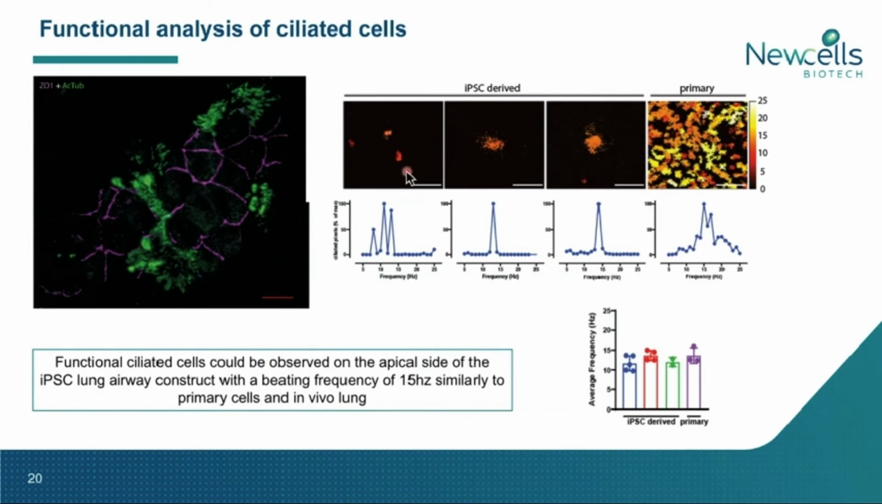Now, one thing is true of the iPS-derived model, that the areas of ciliation in the cells are less than we would expect to see in models derived from primary airway basal cells. But it's very encouraging that the beat frequency of the iPS-derived model is broadly similar to the ones that we would make from primary cells and also from in vivo lung, with a beat frequency of about 15 Hertz. So we think that the cilia are quite functional.